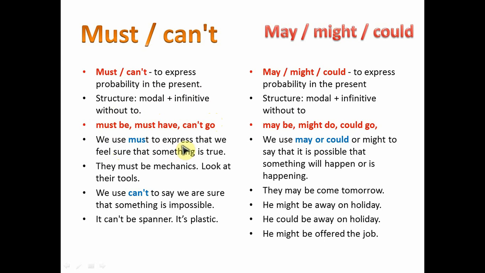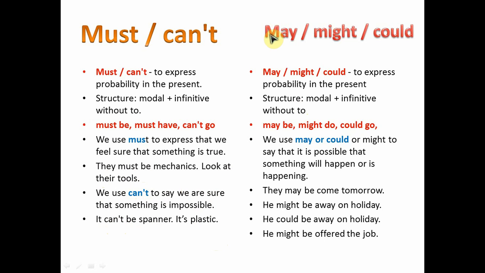We use must to express that we feel sure that something is true. So I'm sure that this thing or that thing is true. For example, they must be mechanics. Look at their tools. We use can't to say we are sure that something is impossible. It can't be a spanner. It's plastic. So because it's plastic, I'm sure now it's not a spanner.